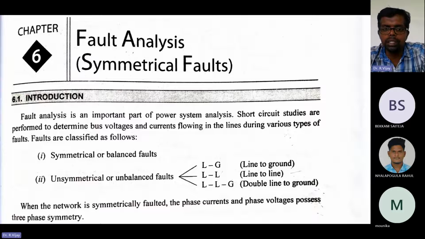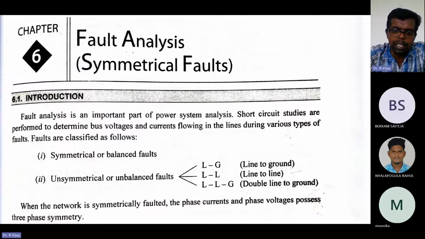What happens to the system? In every substation, if you go, they will have this fault analysis readily available with their hands, with all calculations. What is the incoming feeder? What is the supply? What is the outgoing feeder? What is the supply? If a line to ground fault happens, what might be the current? What might be the voltage? What is the change in current? What is the change in voltage? Everything. What is the real power? What is the reactive power?